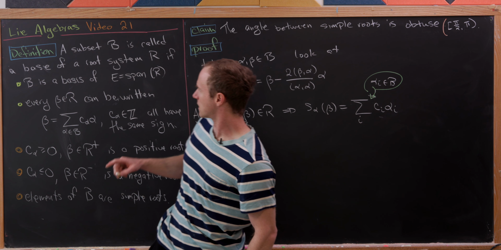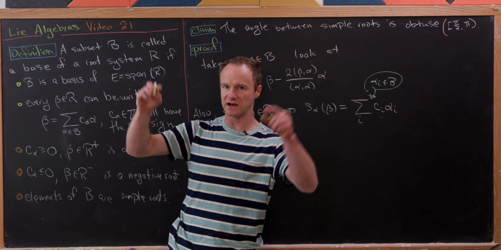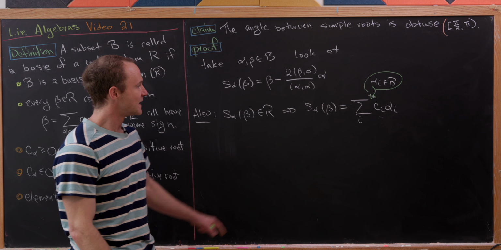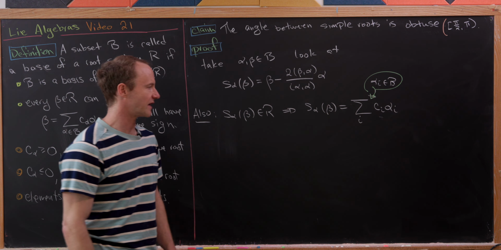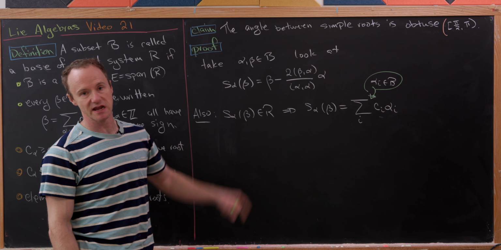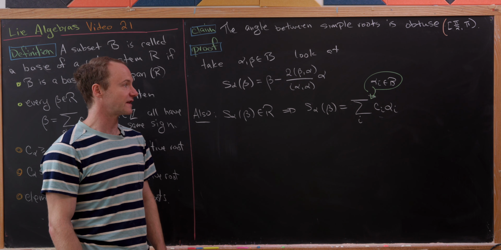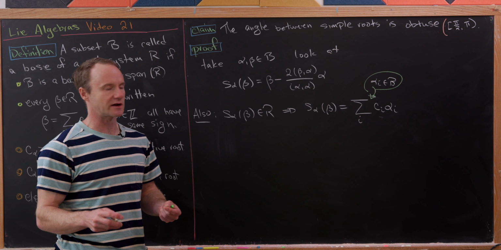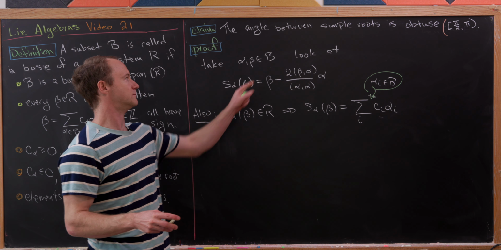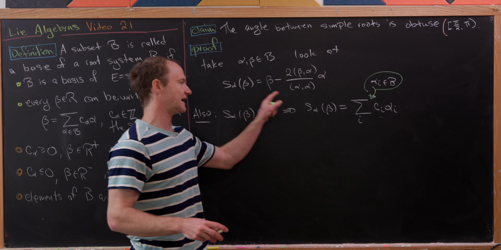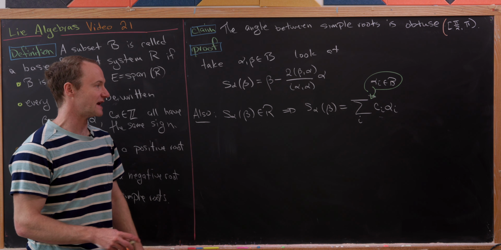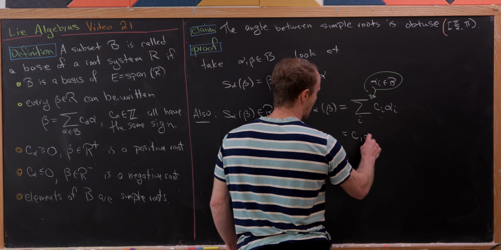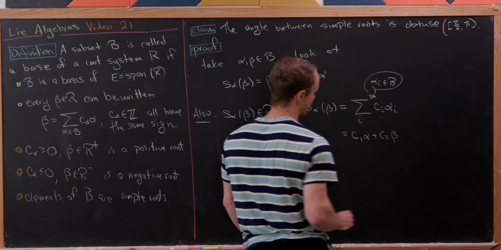But since we're in a vector space in a broader sense, and we've got this basis condition right here, that means this expansion for S alpha beta and this expansion for S alpha beta are really the same, because those are writing S alpha beta as a linear combination of elements from B. Here you just need beta and alpha, so here you also just need beta and alpha. So that means this is just equal to C1 alpha plus C2 beta.